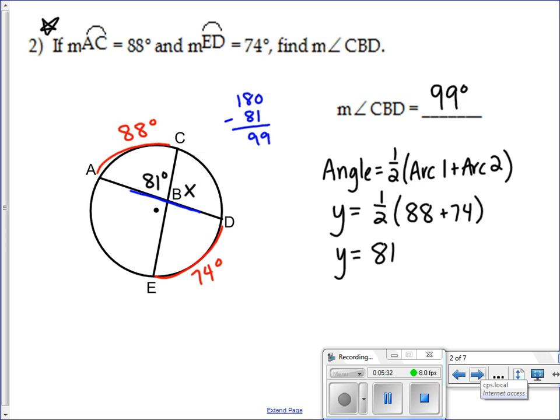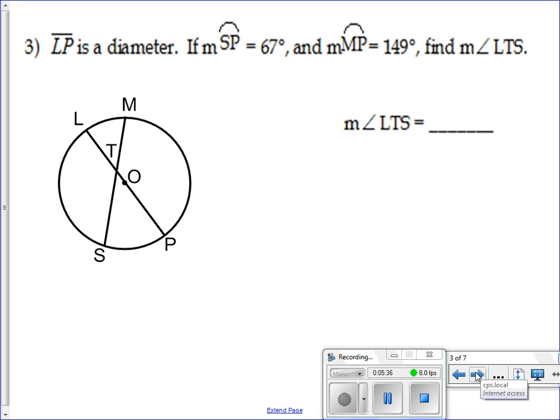All right, let's look at number 3. So the answer for number 3, the measure of angle LTS, is 131 degrees.